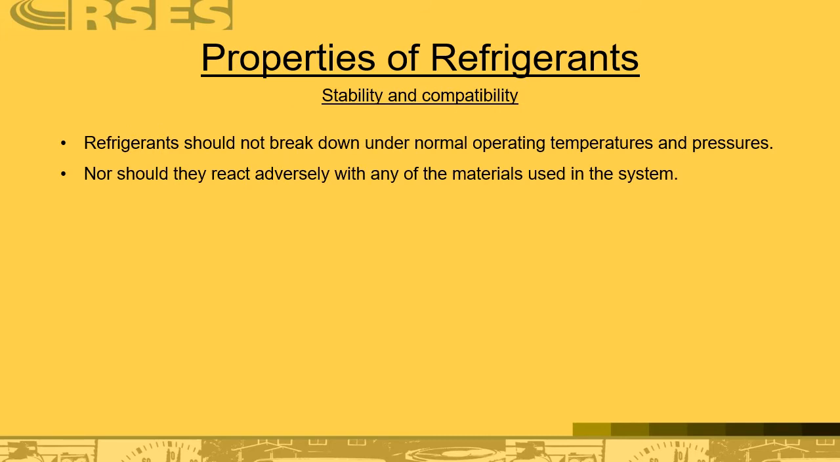Stability and compatibility. Refrigerants should not break down under normal operating temperatures and pressures, nor should they react adversely with materials used in the system. One thing I want to say about refrigerants, I don't care what refrigerant you're using, as long as the refrigerant is contained, as long as the system is leak-free, it'll operate fine. It will not cause any damage to the environment as long as it remains in that condition. Where the problem lies is when people do a poor job of installing equipment or fixing equipment where leaks have occurred, then refrigerant is allowed to escape into the atmosphere and contribute to the climate change that we are currently experiencing.